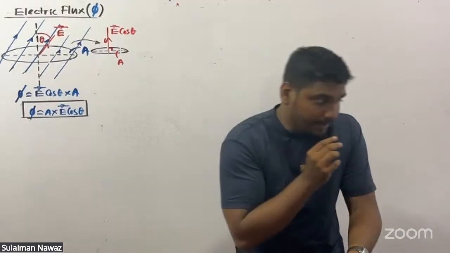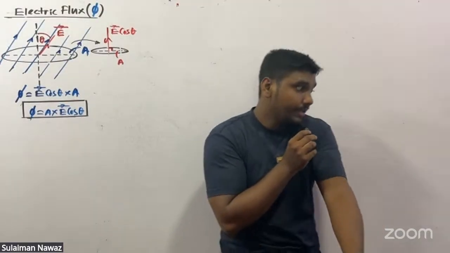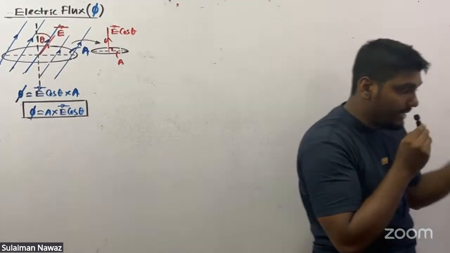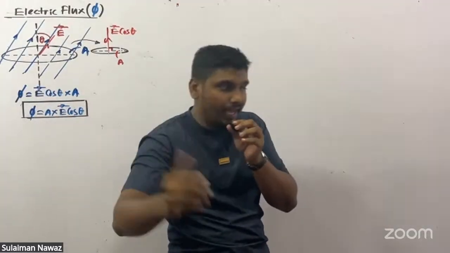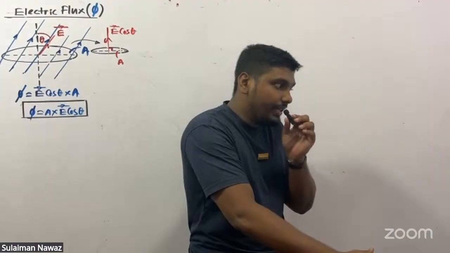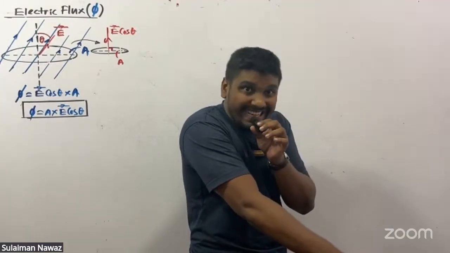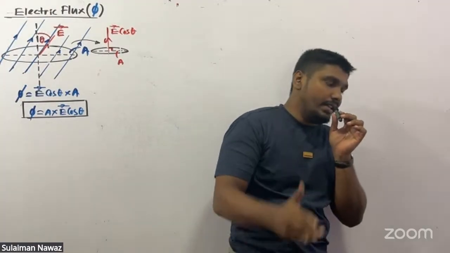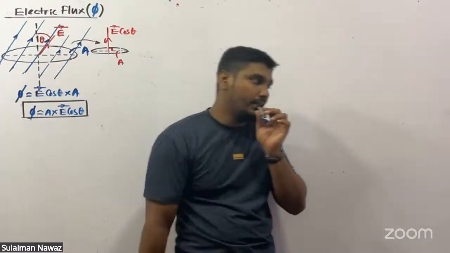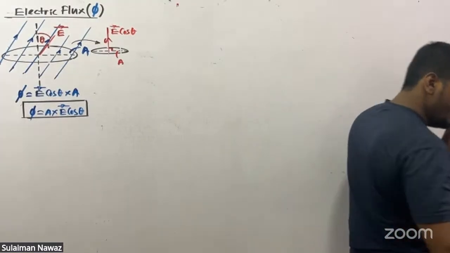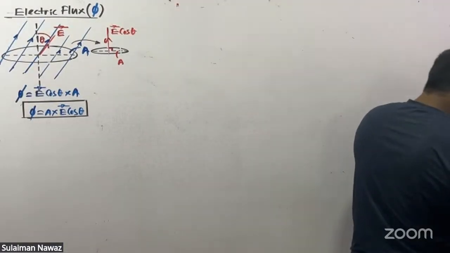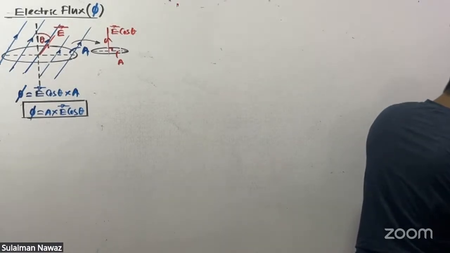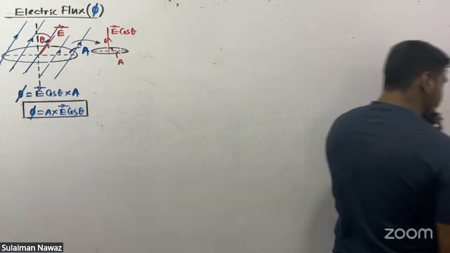Red color pen, write down. When the electric field lines are parallel to the area considered, then electric flux through that area is zero.